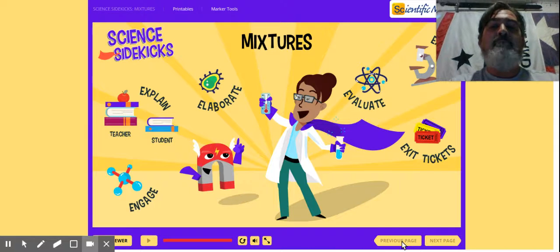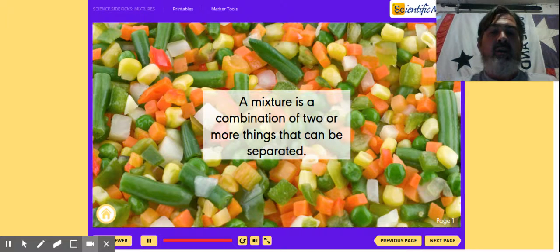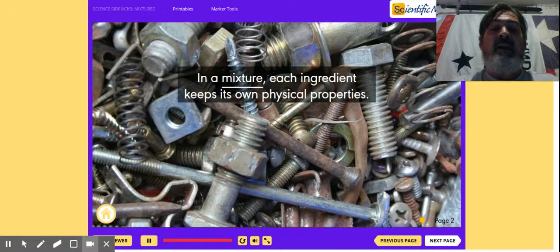Today we're talking about mixtures. A mixture is a combination of two or more things that can be separated, usually fairly easily depending upon what the things are. In a mixture, each ingredient keeps its own physical properties.